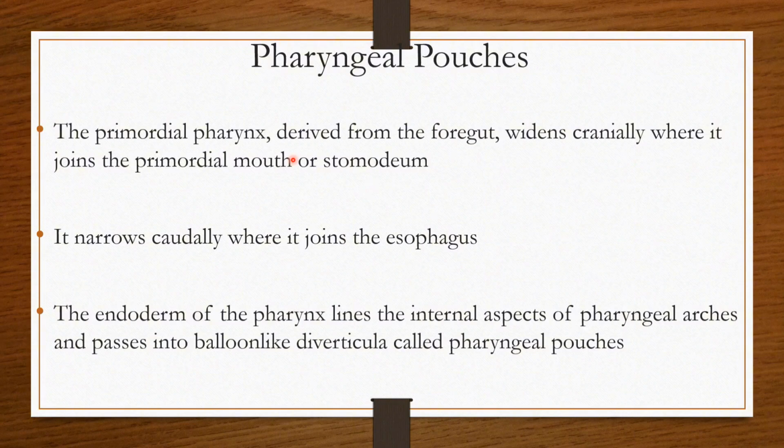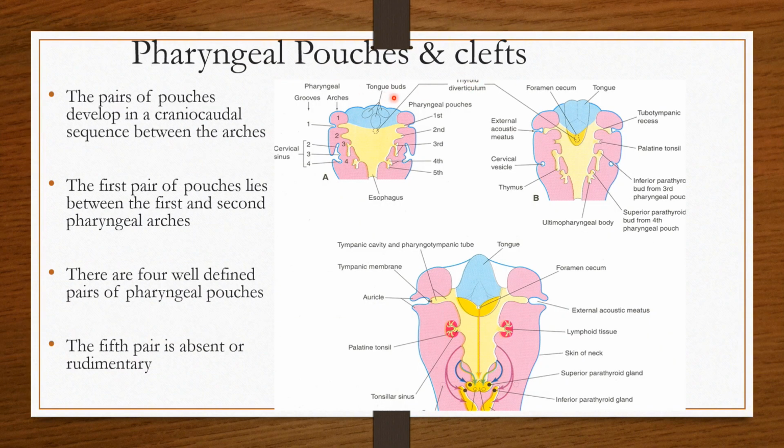So now we move on to the pharyngeal pouches and their derivatives. The primordial pharynx derived from the foregut widens cranially where it joins the primordial mouth or the stomodeum. It narrows caudally where it joins the esophagus. So endoderm of the pharynx lines the internal aspect of the pharyngeal arches and passes into balloon-like diverticula called the pharyngeal pouches. So now we move on to pharyngeal pouches and clefts.